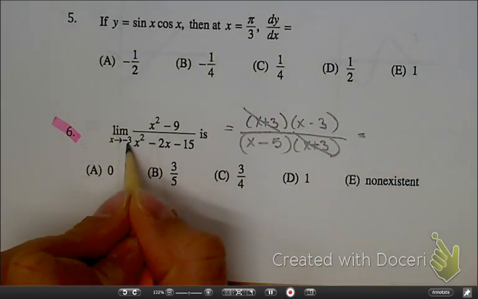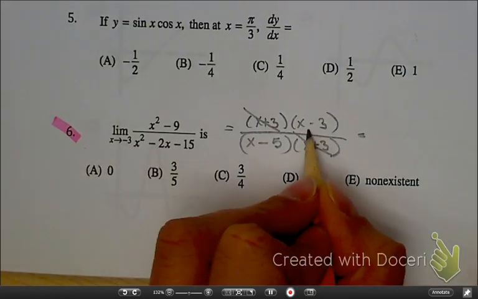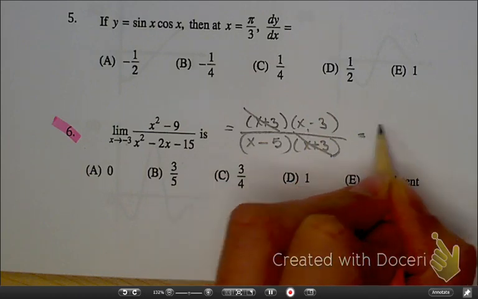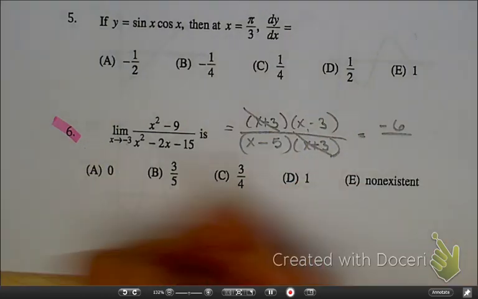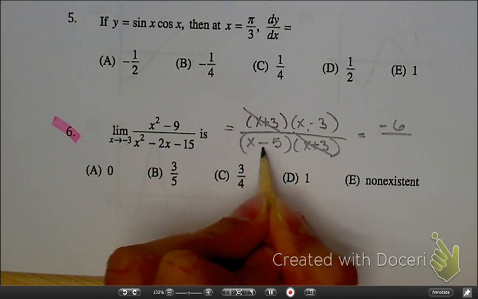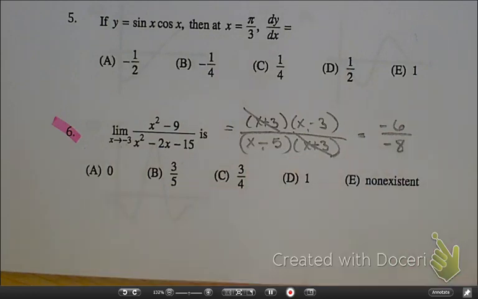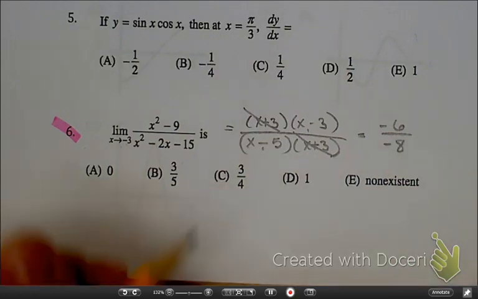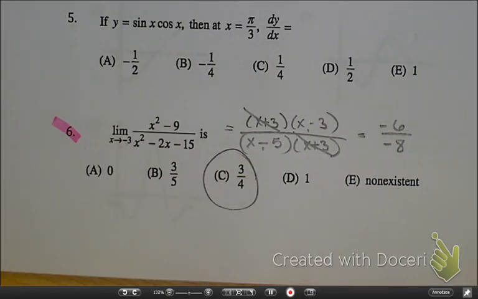And if I reevaluate by direct substitution, I can plug negative 3 into the numerator to get negative 3 minus 3, which is negative 6. I can plug negative 3 into the denominator to get negative 3 minus 5, which is negative 8. And then if you simplify negative 6 over negative 8, you get 3/4. So answer choice C.